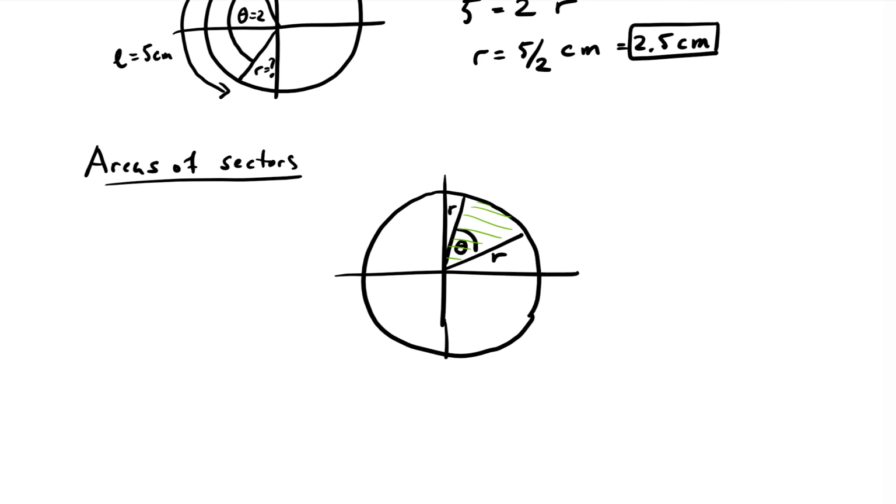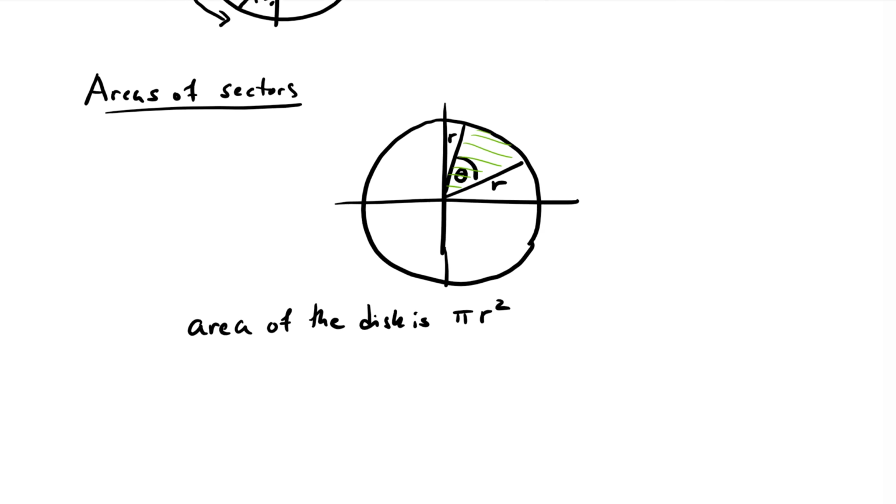But what's actually easier is that this is a portion of the area of a circle. So the area, I should say, of the disk. Circle is actually the outer bound of the disk. So the area of the disk is pi r squared. Sometimes we say the area of a circle, but I like to say the area of a disk.